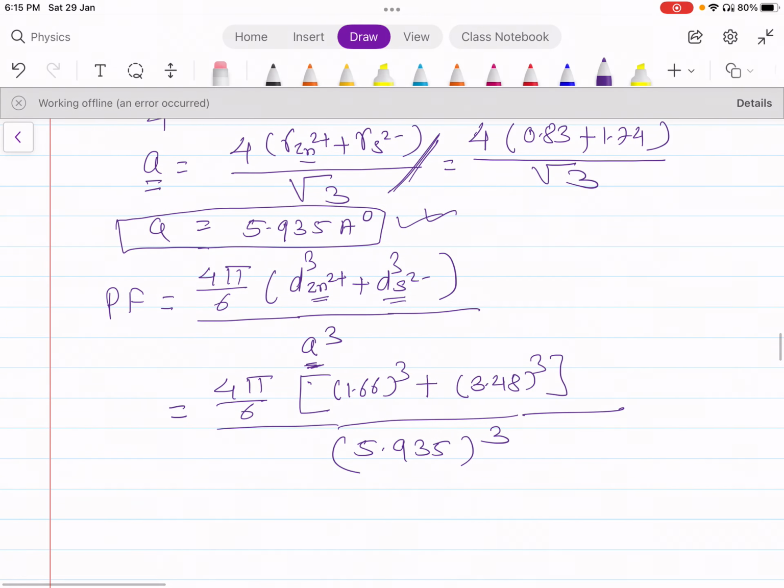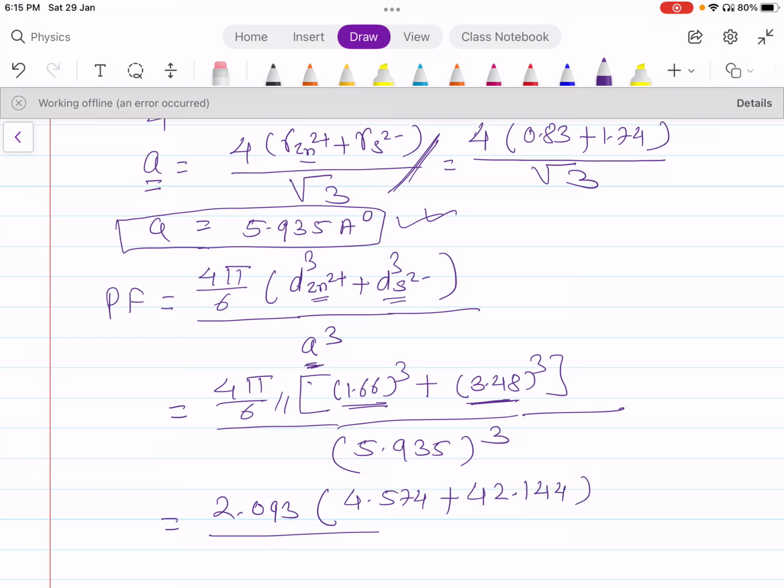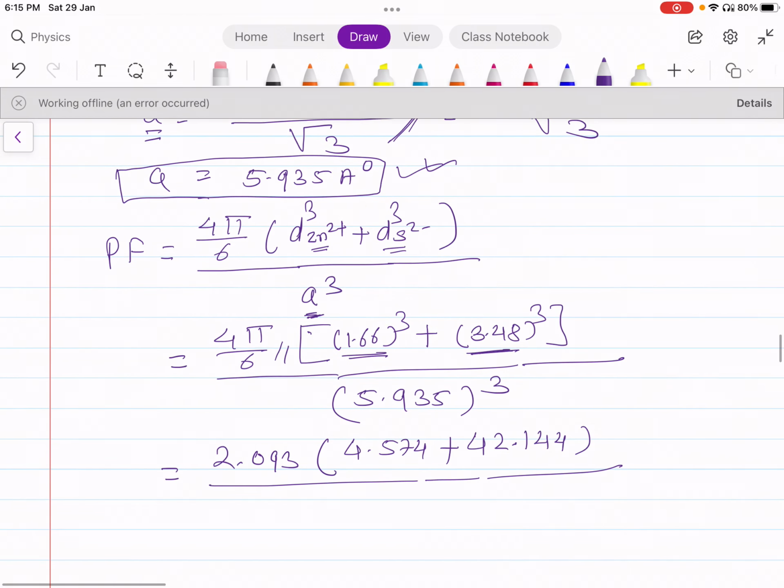So let us simplify it. Value of this 4 pi by 6 is 2.093 into bracket cube of 1.66 is 4.574 plus cube of 3.48 is 42.144 divided by cube of 5.935 is equal to 209.05.